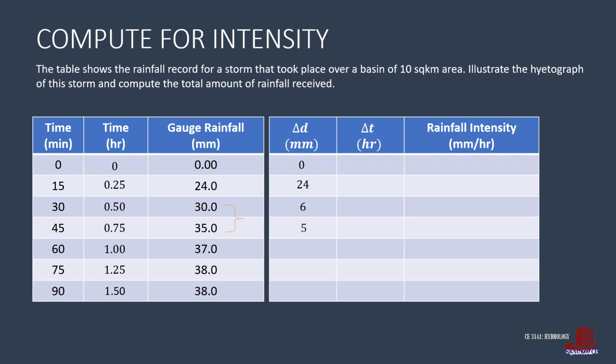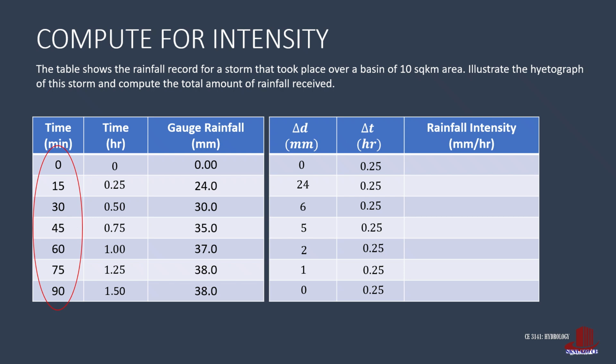35 less 30 is 5. And also 37 minus 35 is 2. Then 38 less 37 is 1. And 38 minus 38 is 0. Next is to take the time interval, delta T, as observed from the time recorded. The rainfall readings were taken at a regular 15-minute interval, which makes delta T 0.25 hours.